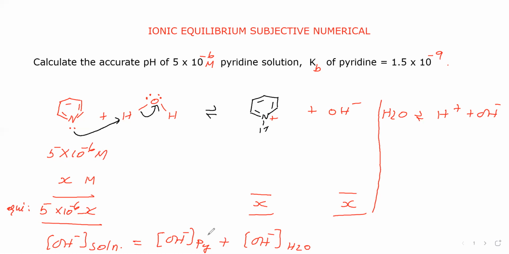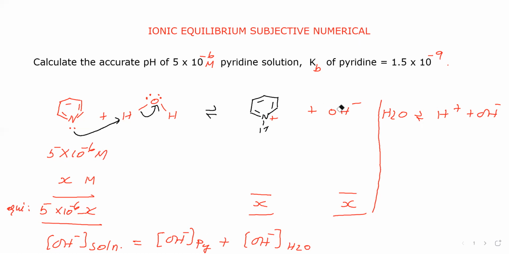We got an incorrect answer. So what we have to do in this case is consider the water contribution of OH minus. So OH minus in the solution is equal to the OH minus contribution by pyridine as well as the OH minus contribution by water. Both we have to consider. So let us do it in this way. In the pyridine solution, this equilibrium is possible and this equilibrium is possible. Now OH minus in the pyridine solution we will take as the sum of these two.